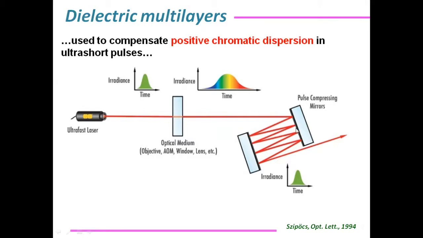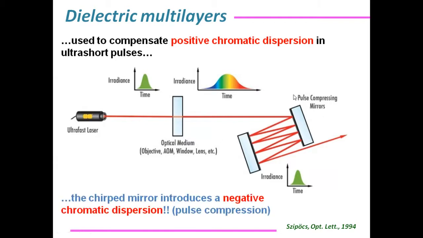So how do we compensate this broadening? With chirped mirrors. After several reflections on these mirrors, one part of the pulse goes back and the other part goes in front. So essentially they introduce a negative chromatic dispersion to compensate the positive chromatic dispersion. It's also pulse compression. We get pulses as short as possible. This is the main use of such mirrors.